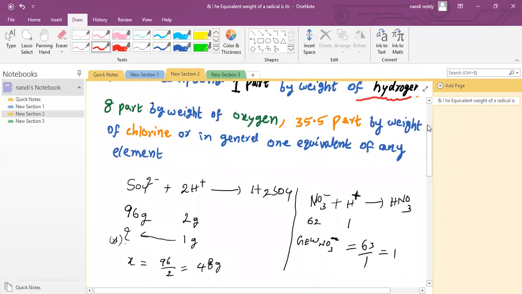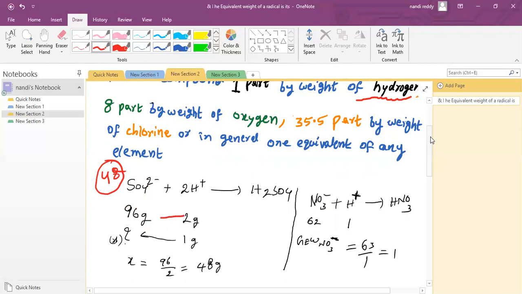See here, sulfate ion. We know its n factor is 2, but how are we getting this n factor? Its equivalent weight is generally 48 grams. But how are we getting 48 as the equivalent weight of the sulfate ion? You can see the sulfate ion has a 2 minus charge. It can combine with 2 H plus ions, then it will give H2SO4. So 96 grams combines with 2 grams of hydrogen.